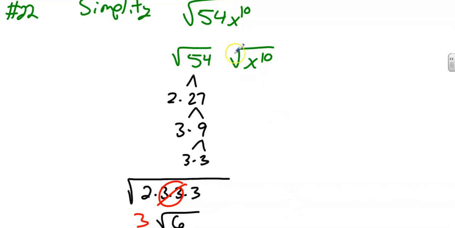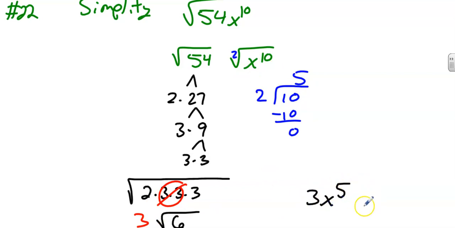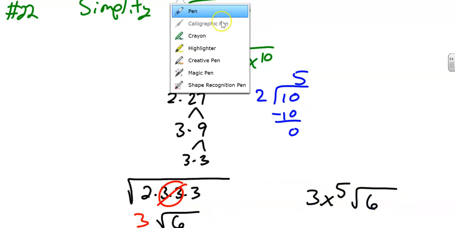And with the square root of x to the 10th, remember that square root means that's an index of 2. If you divide 10 by 2, they go 5 times with no leftovers. So we do need an x to the 5th that goes on the outside. So if we put this all together, we get 3 x to the 5th, and then the square root of 6.